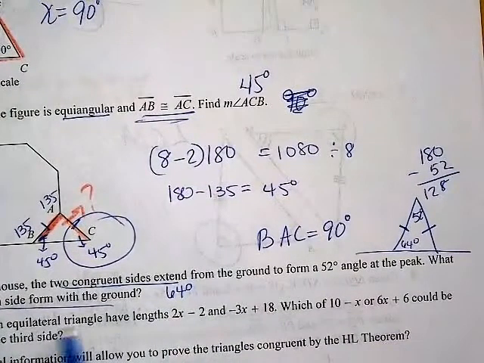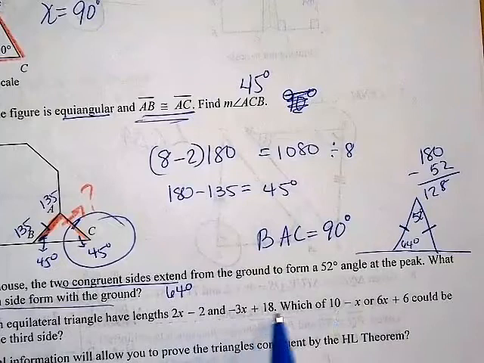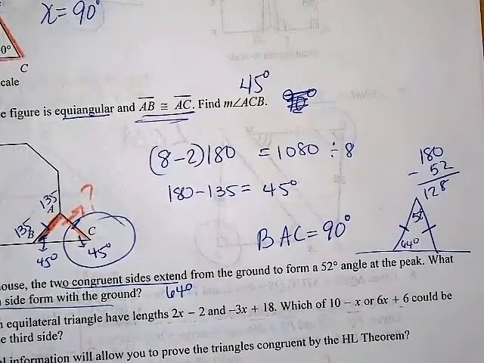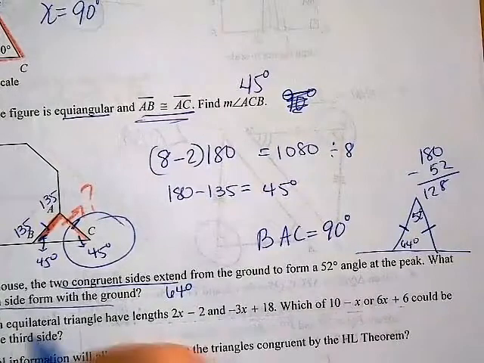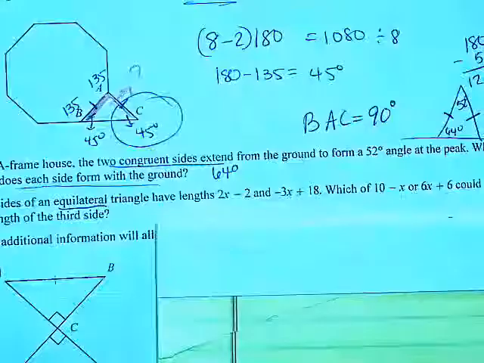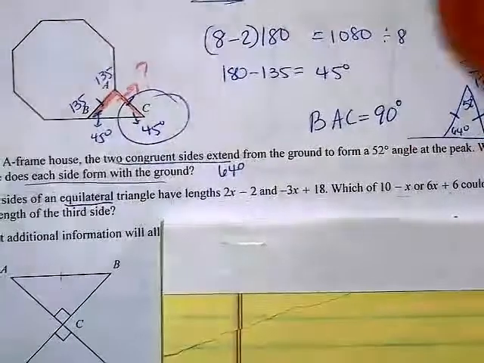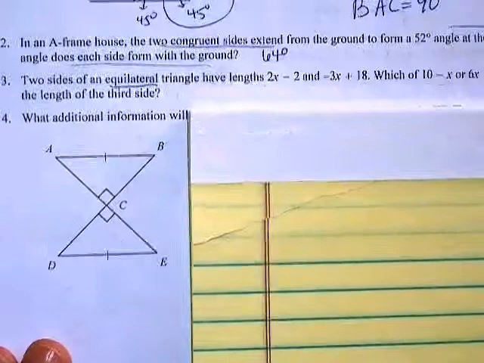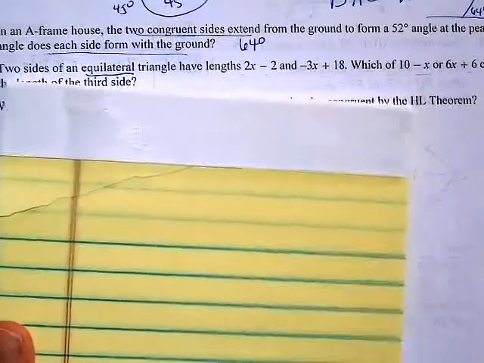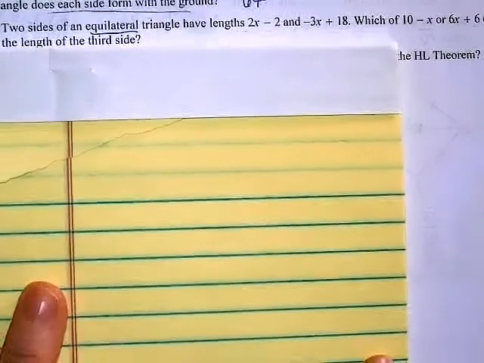Two sides of an equilateral triangle have these lengths. Which of 10 minus x or 6 could be the length of the third side? Okay. Equilateral. What does equilateral tell you? What does equilateral mean? Does anybody in the room know? All sides are equal.